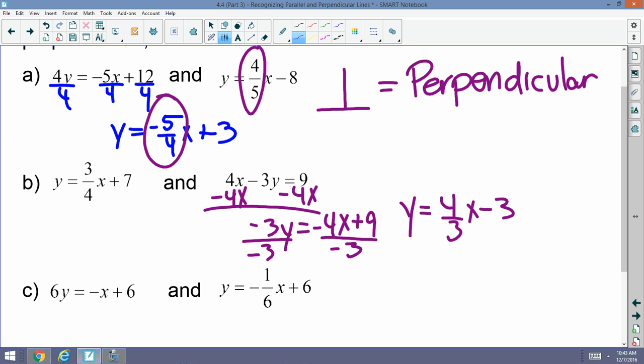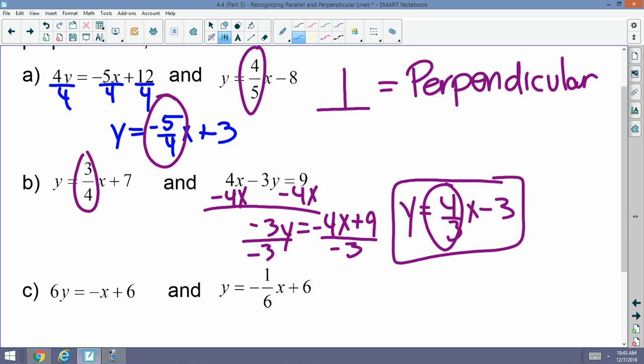Does that make sense? What's the deal here? Are they parallel, perpendicular, or neither? Neither. Very good. Because 3/4 is not equal to 4/3. And 3/4 is not the negative reciprocal, right? These are reciprocals of each other, but they're not negative reciprocals of each other. Does that make sense, my brothers?